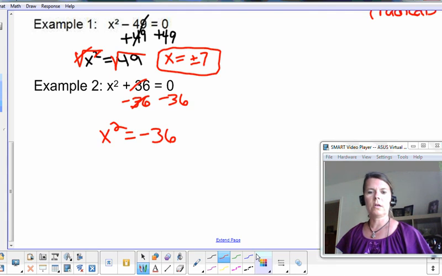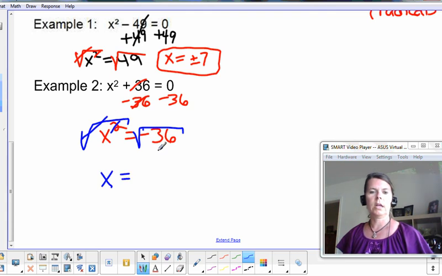So now we square root both sides. I always put a little thing right here to show where it stops. You don't have to do that. Okay, so the square and the square root undo each other. And now square root of a negative number. So what number times itself equals negative 36? Tricky.